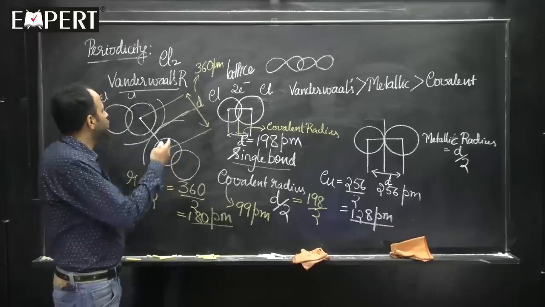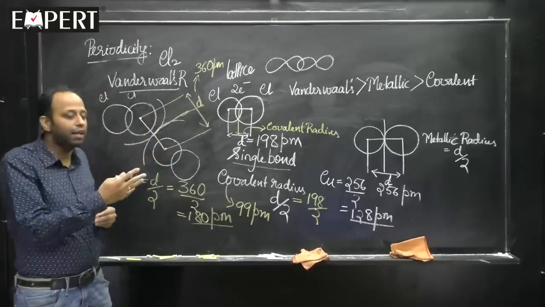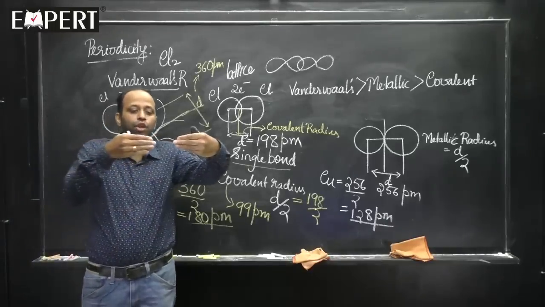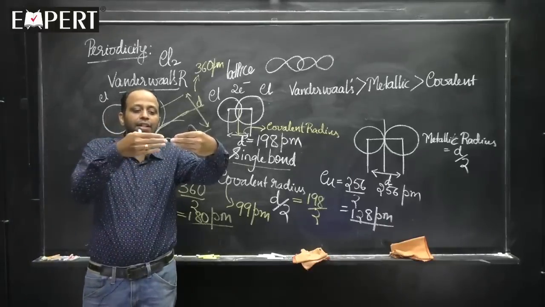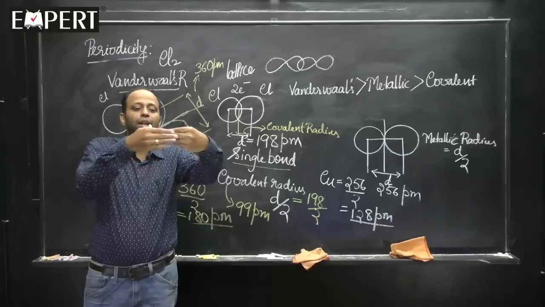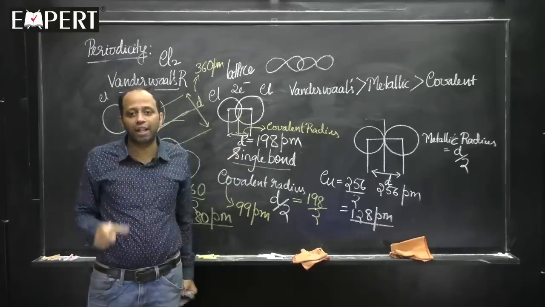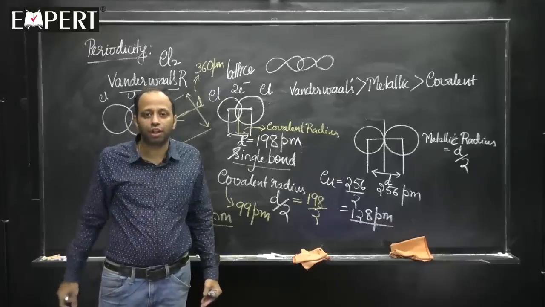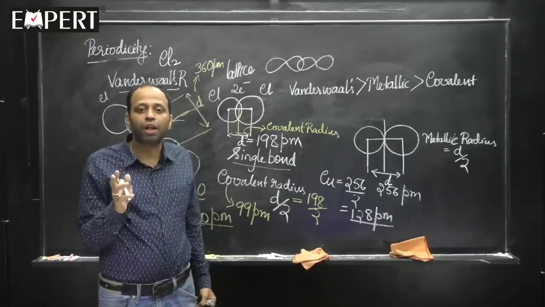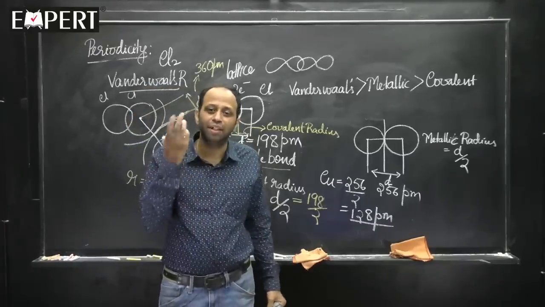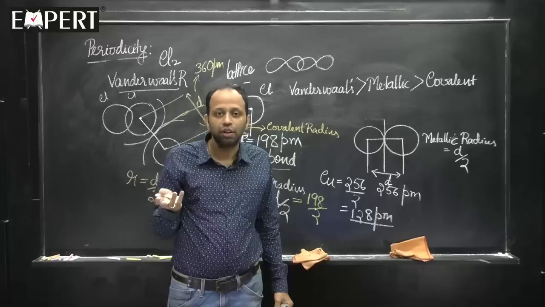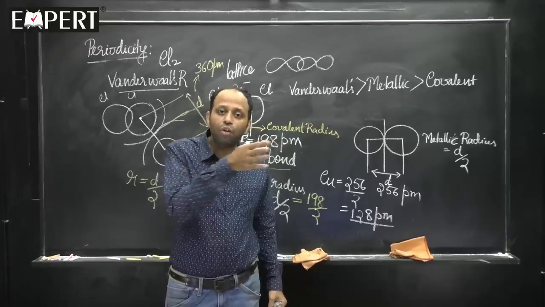But I hope you understood why that is the case, why van der Waals, because in van der Waals they come close, whereas in metallic they touch, in covalent they overlap. So, the closer they come, the distance will become shorter. So, all of these we are doing are approximations. Now, you may feel, sir, then what is the use of doing this? Remember, for all we are doing the same thing.